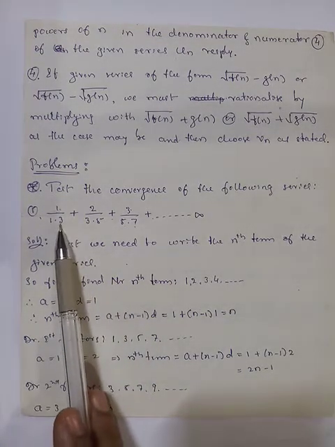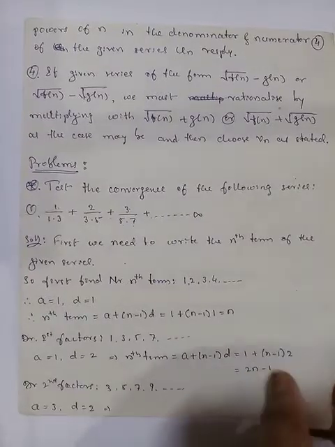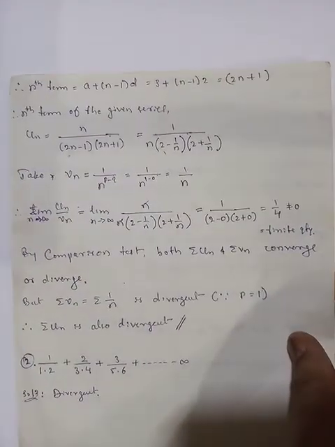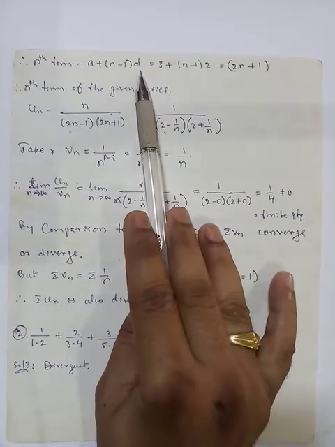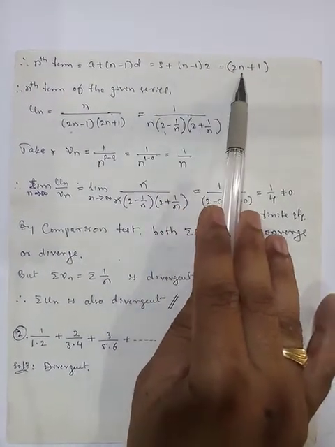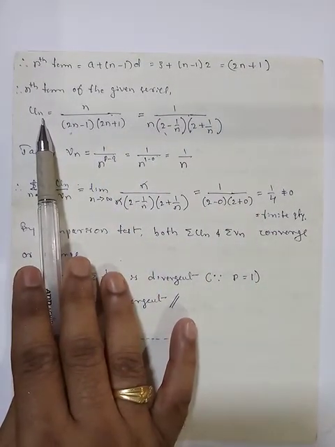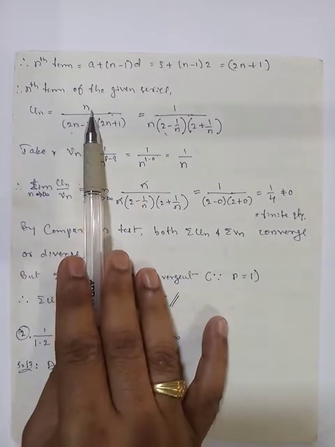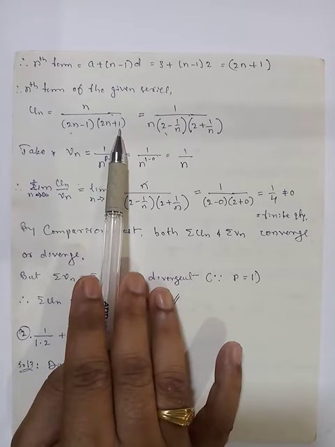The second factors are 3 5 7, and so on. A equal to 3, the first value, and the difference is 2. Next we write the nth term of the second factor, a plus n minus 1 into d. So 3 plus n minus 1 into 2, the result is 2n plus 1. So therefore the nth term of the infinite series is given by the numerator n, the first factor 2n minus 1, the second factor 2n plus 1.